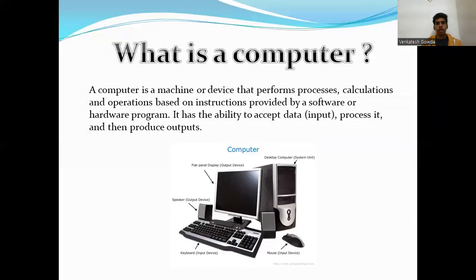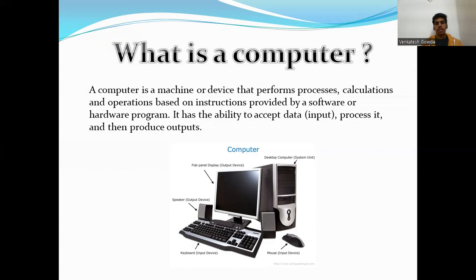So first is the introduction part. What is a computer? A computer is a machine or a device that performs processes, calculations, and operations based on instructions provided by a software or a hardware program. It has the ability to accept data, which is also called input, process it, which means it performs calculations and operations on the data given by the user, and then produce the processed information, which is also called output.